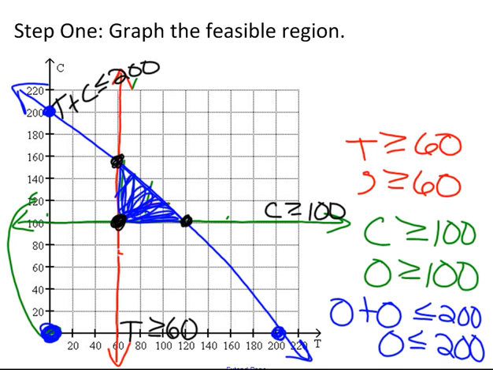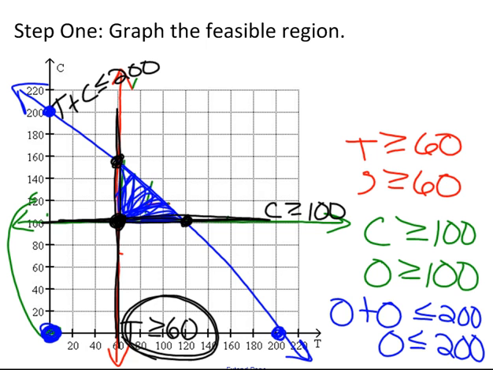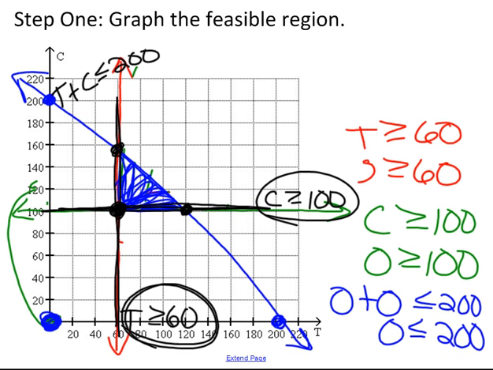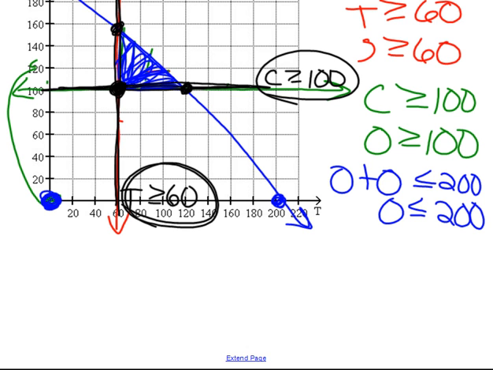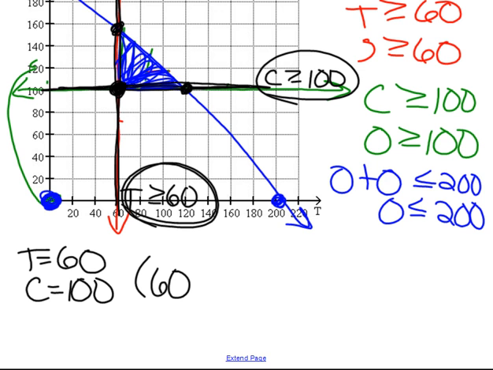So to find this point, I need to figure out where this line and this line cross, which means I need to figure out where this equation and this equation intersect. Well, that one's kind of nice because I already know what the t is. T has to be 60, so I have t equals 60 and c equals 100. That comes from my equations here.